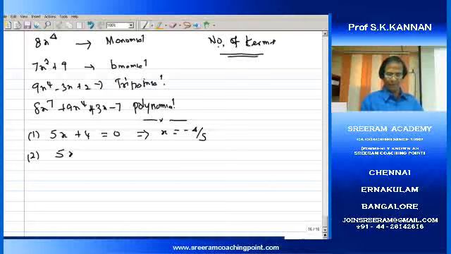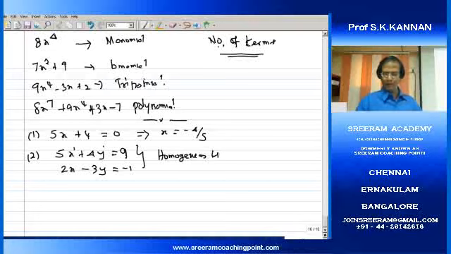What is the name of this equation? Can you tell me? On x and y, see, power is 1, power is 1. Power is 1 means we say homogeneous. This we call linear equation, first power only.